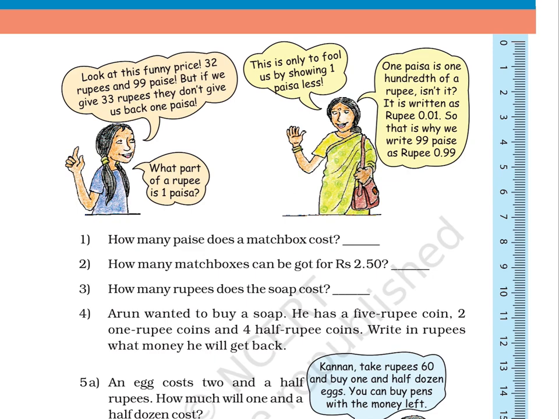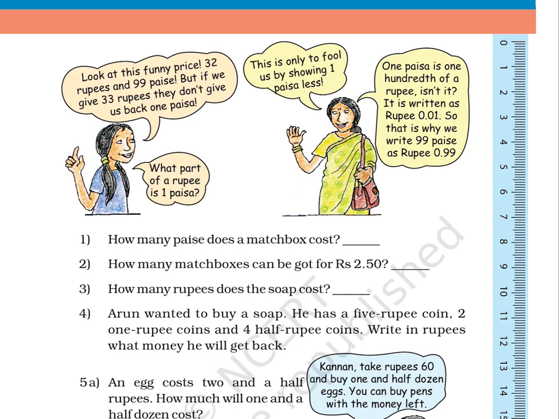The girl asks, "What part of a rupee is 1 paisa?" The woman tells her, "1 paisa is 1/100th of a rupee, isn't it? It is written as rupee 0.01. So that is why we write 99 paise as rupee 0.99." Questions. 1. How many paise does a matchbox cost?